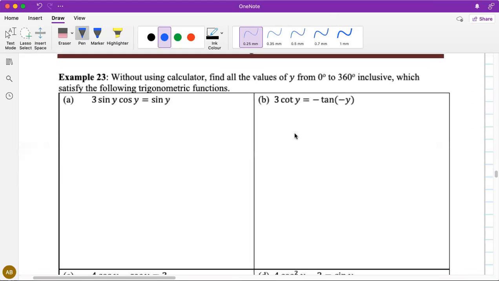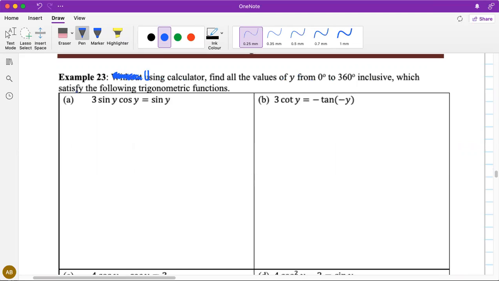Okay, so this video is about example 23. Okay, so without using a calculator, find all the value. I think this one you must use calculator lah. So some change it into using calculator.